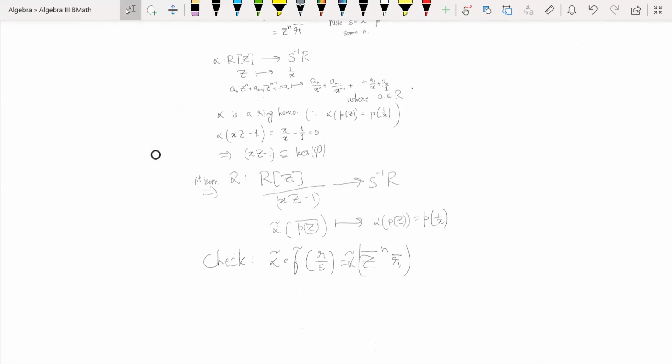And what is alpha tilde of z bar power n r bar? You just look at a representative of this and evaluate at 1 over x. And what is a representative of this? You just substitute: replace z by 1 over x. So this is r times 1 over x power n. So it's r over x power n.